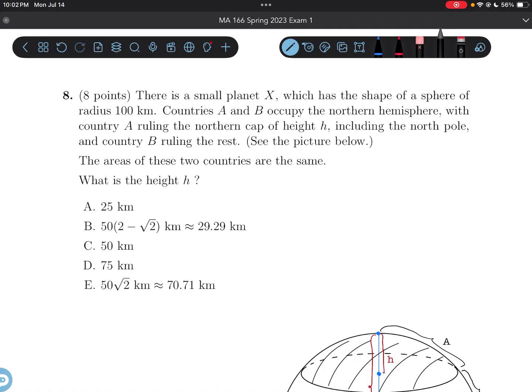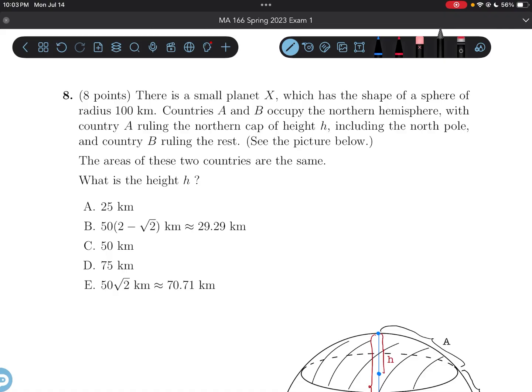Question 8 says, there is a small planet X which has the shape of a sphere with radius 100 kilometers. Countries A and B occupy the northern hemisphere, with country A ruling the northern cap of height h, including the North Pole, and country B ruling the rest. The areas of these two countries are the same. What is the height h?